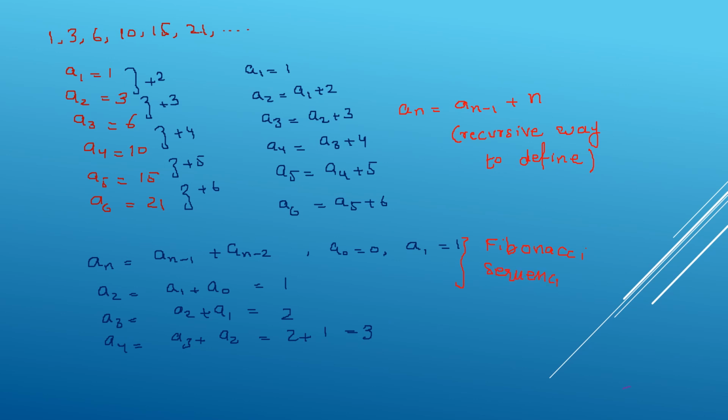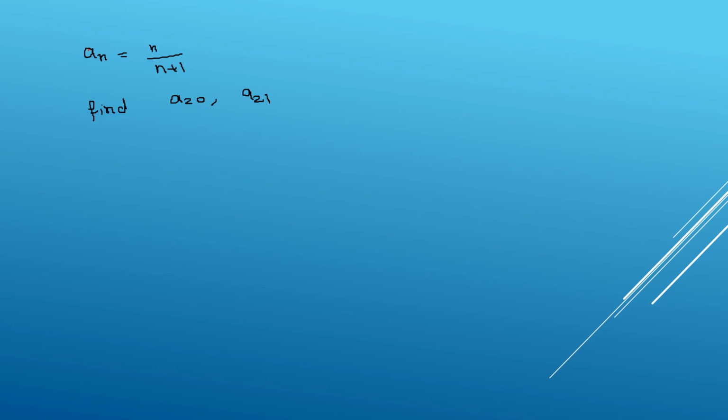And it has a very beautiful application in nature, and we will discuss it in some next video. But this is a sequence that depends on two different values previously defined. Now we look at another example. In this example, a_n is given as n over n plus 1, and we are asked to find a20 and a21. How can we find them? Simply by plugging in n equals 20 and n equals 21. So we get a20 equals 20 over 21, and a21 equals 21 over 22.